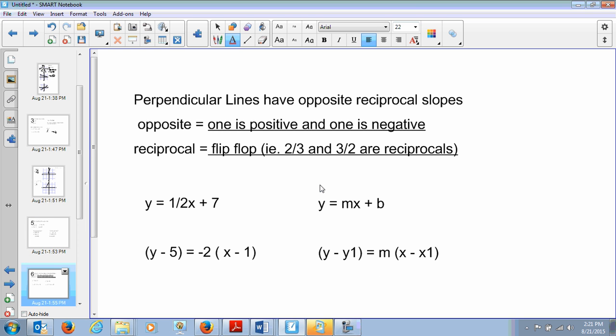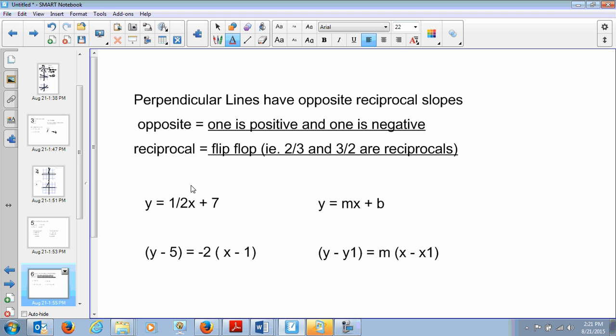Now as we look here, perpendicular lines are a little different. They have opposite reciprocal slopes. Opposite means that one is positive and one is negative. One of the slopes is positive, one's going to be negative. Reciprocal means that they are flip-flopped, meaning 2/3 and 3 over 2 are reciprocals. You just take them and flip around the order.